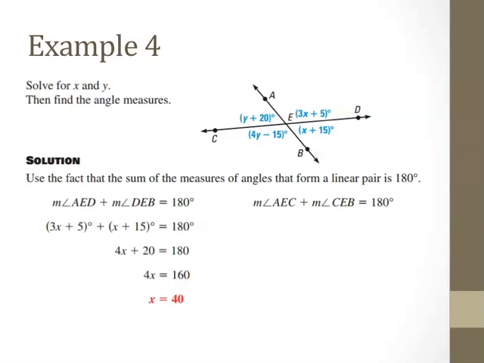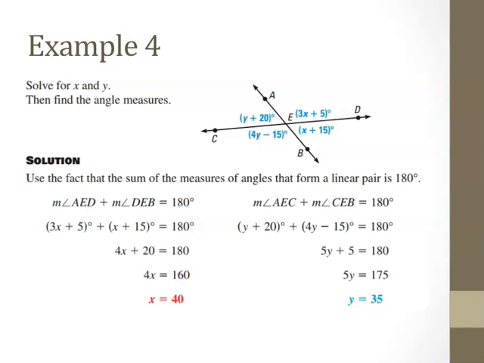We'll do the same thing with the expressions with y. So we have y plus 20 plus 4y minus 15 equals 180. Simplify that. We have 5y plus 5 equals 180. So 5y equals 175, and y is equal to 35.